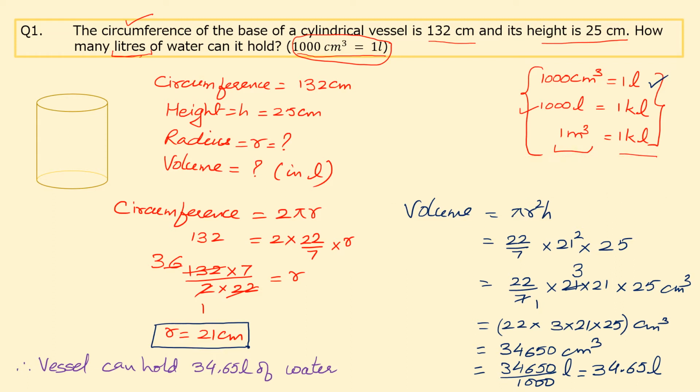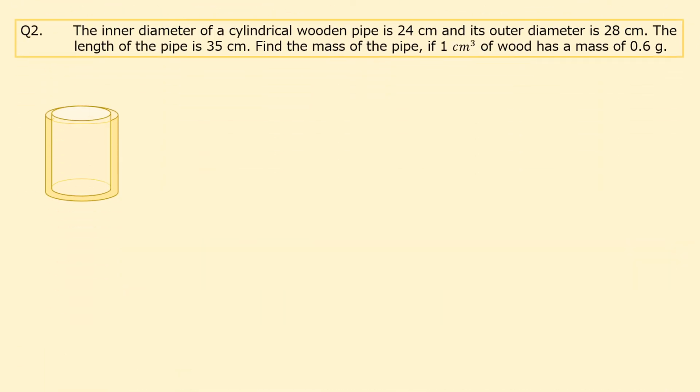This was the formula. Now question number 2. The inner diameter of a cylindrical wooden pipe is 24 centimeter. The inner diameter, cylindrical pipe, I hope you are able to visualize this. Inner diameter is 24 centimeter. If the inner diameter is 24 centimeter, let's write what all are given. Inner diameter is equal to 24 centimeter.